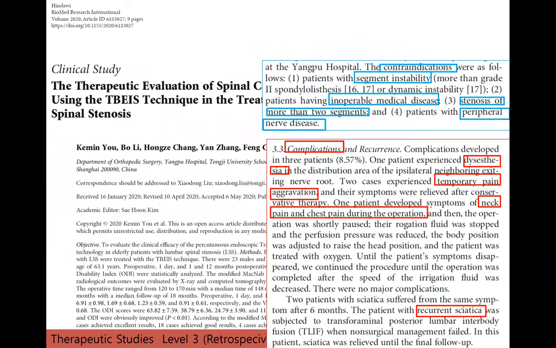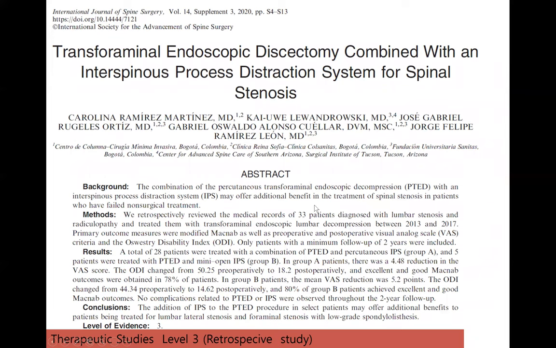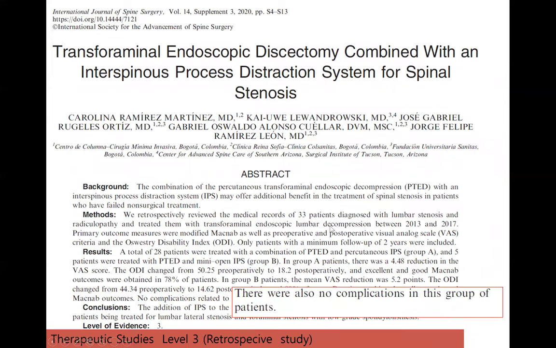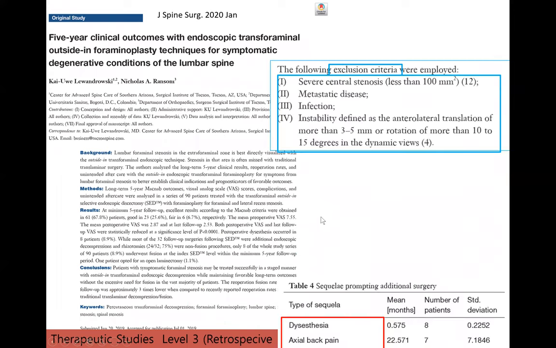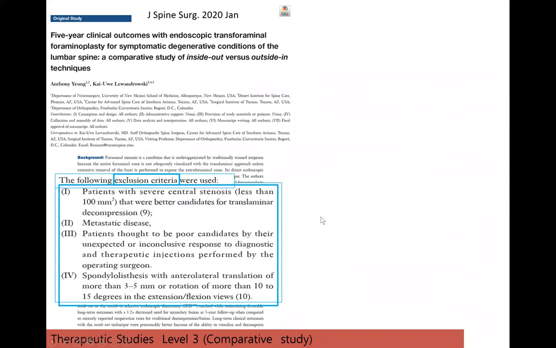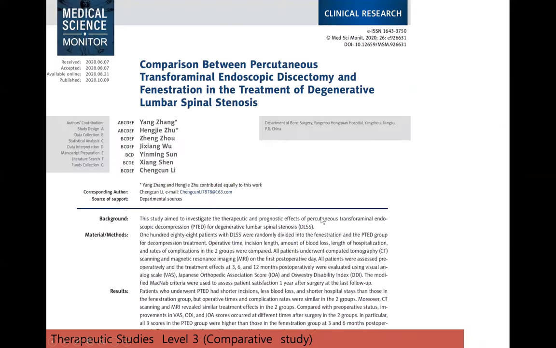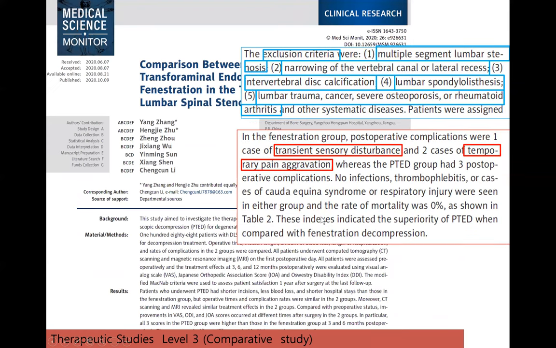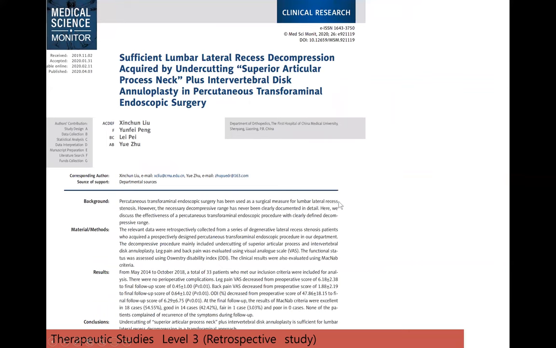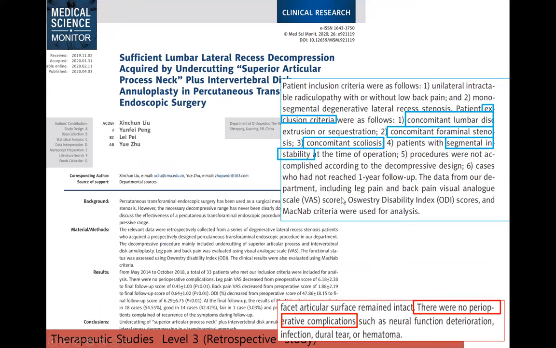And this paper used contraindication instead of exclusion criteria. Also, this paper is level 3, with no complications. And this is level 3, with exclusion criteria and complications. Also level 3, exclusion, complications; also level 3, exclusion, complications; also a retrospective study, exclusion, complications.